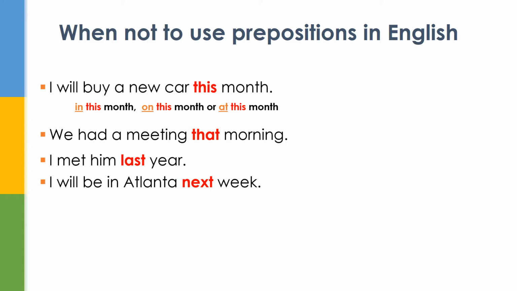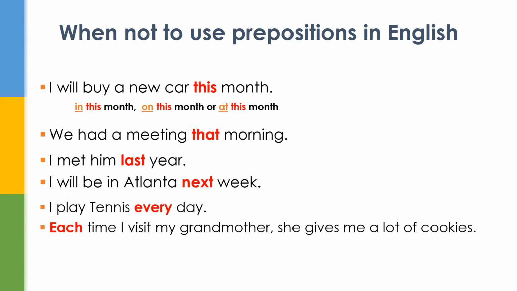Okay. Next. I play tennis every day. Each time I visit my grandmother, she gives me a lot of cookies. Here again we don't need to use prepositions with every and each.